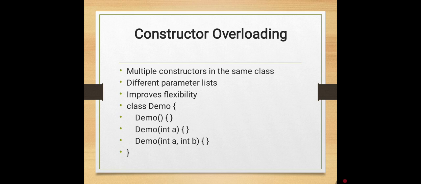Next is constructor overloading. Constructor overloading means having multiple constructors with the same name. Each constructor must have a different parameter list. So in this example, one constructor has no parameters, another has one parameter, another has two parameters. Constructor overloading improves flexibility by allowing objects to be created in different ways.